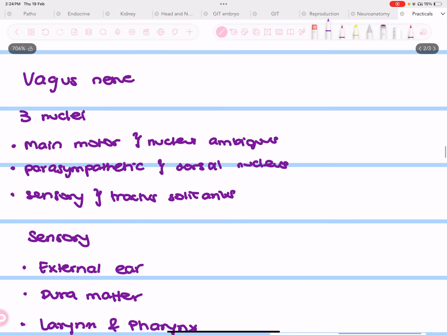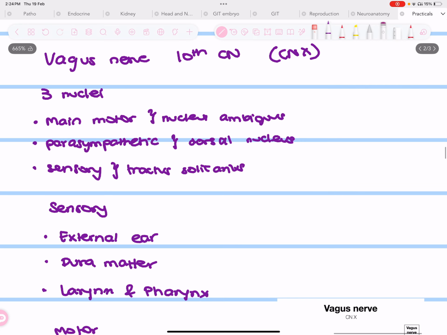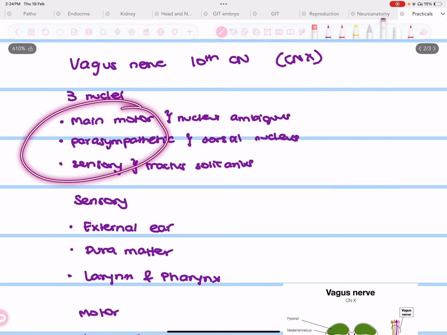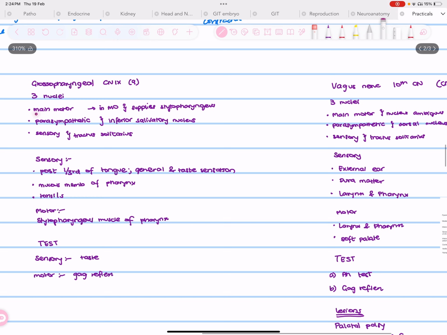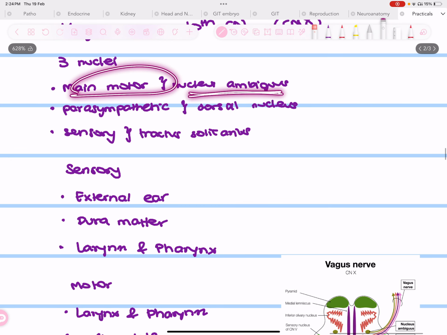Hi everyone, now we're doing the examination of the vagus nerve, which is the 10th cranial nerve. Okay, so now this has three nuclei. You have the main motor nucleus, you have the parasympathetic, and you have the sensory. These are completely similar to that of the glossopharyngeal: main motor, parasympathetic, and sensory. Main motor nucleus is known as nucleus ambiguus, and this is present in the medulla oblongata.